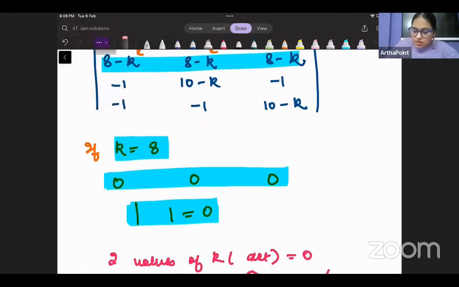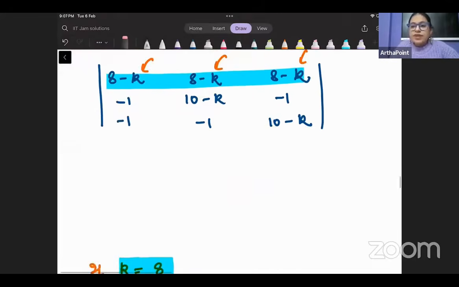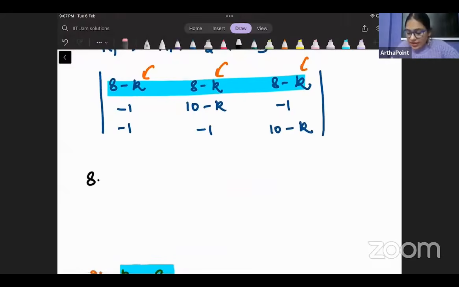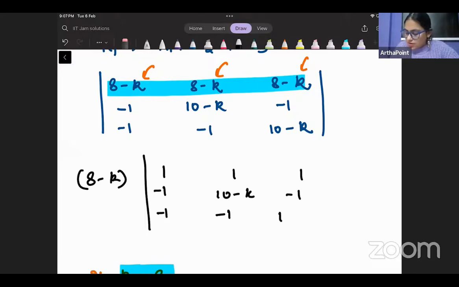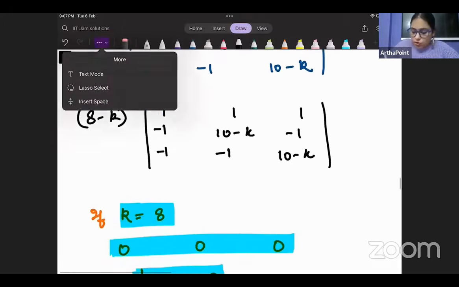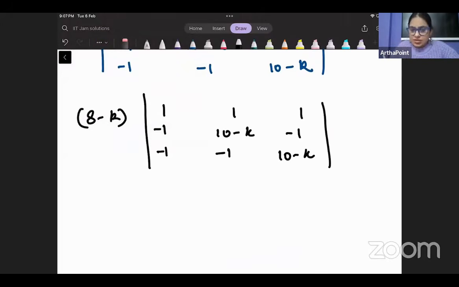Just see this beta. So what we can do? I will take 8 minus k out. मैंने ये 8 minus k बाहर ले लिया. And I will get 1, 1, 1, minus 1, 10 minus k minus 1, minus 1, minus 1, 10 minus k. I will perform one more operation and then I will get the answer. So I'm just performing R2 goes to R2 minus R3.